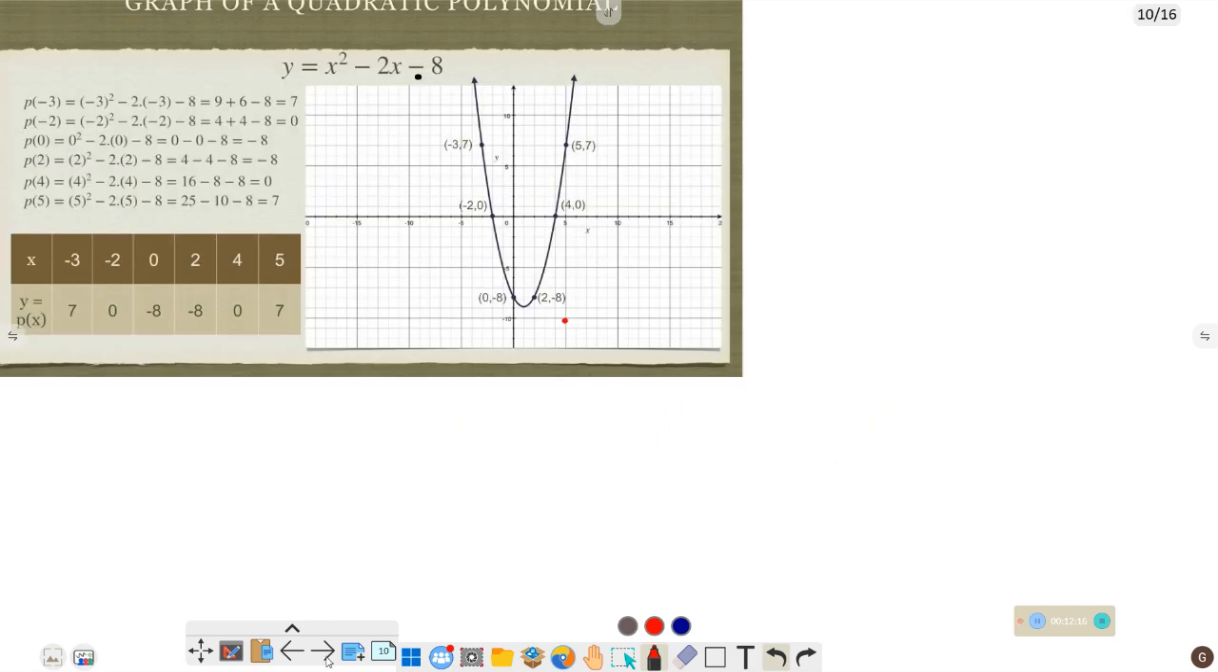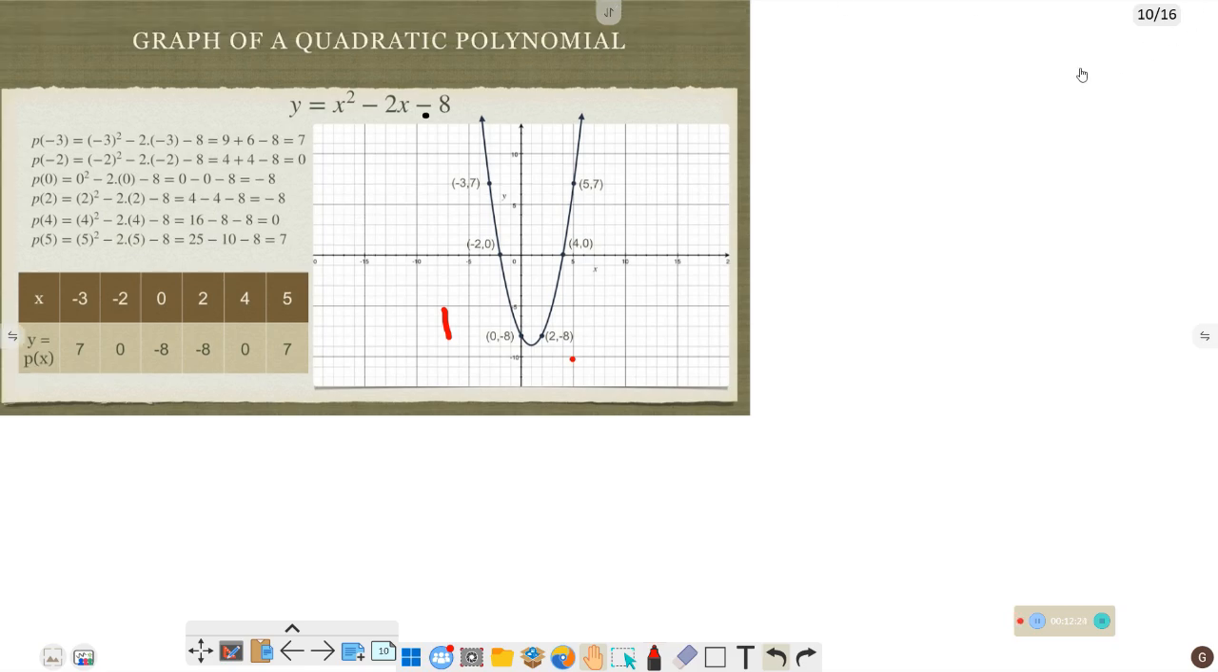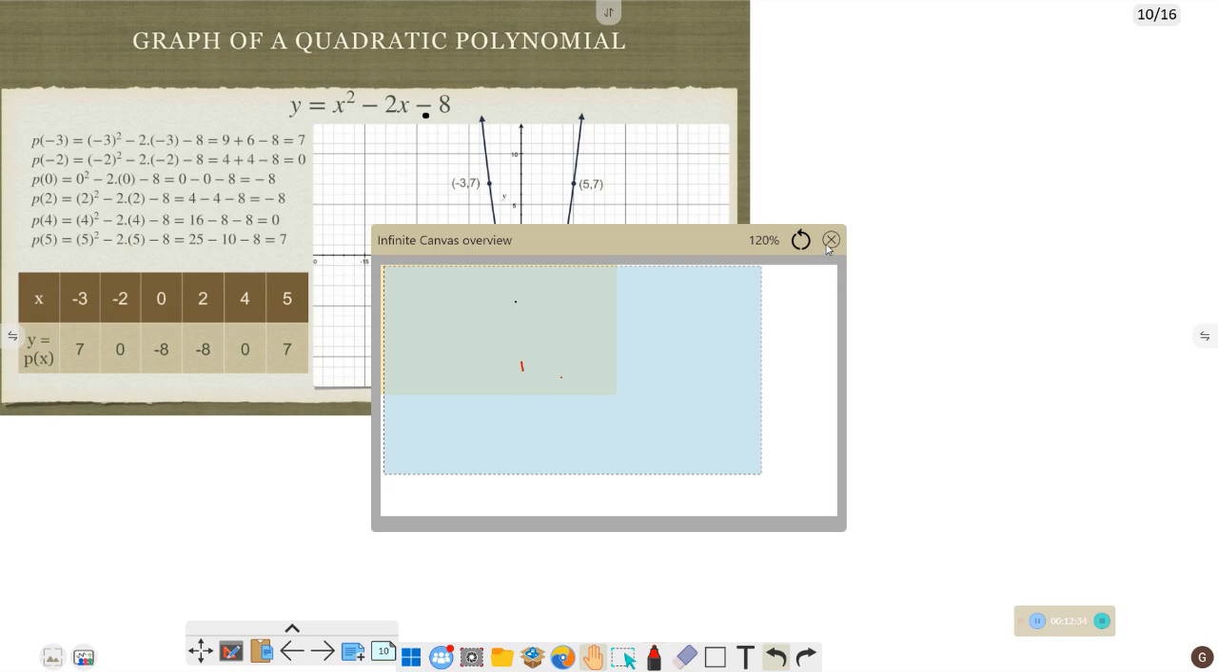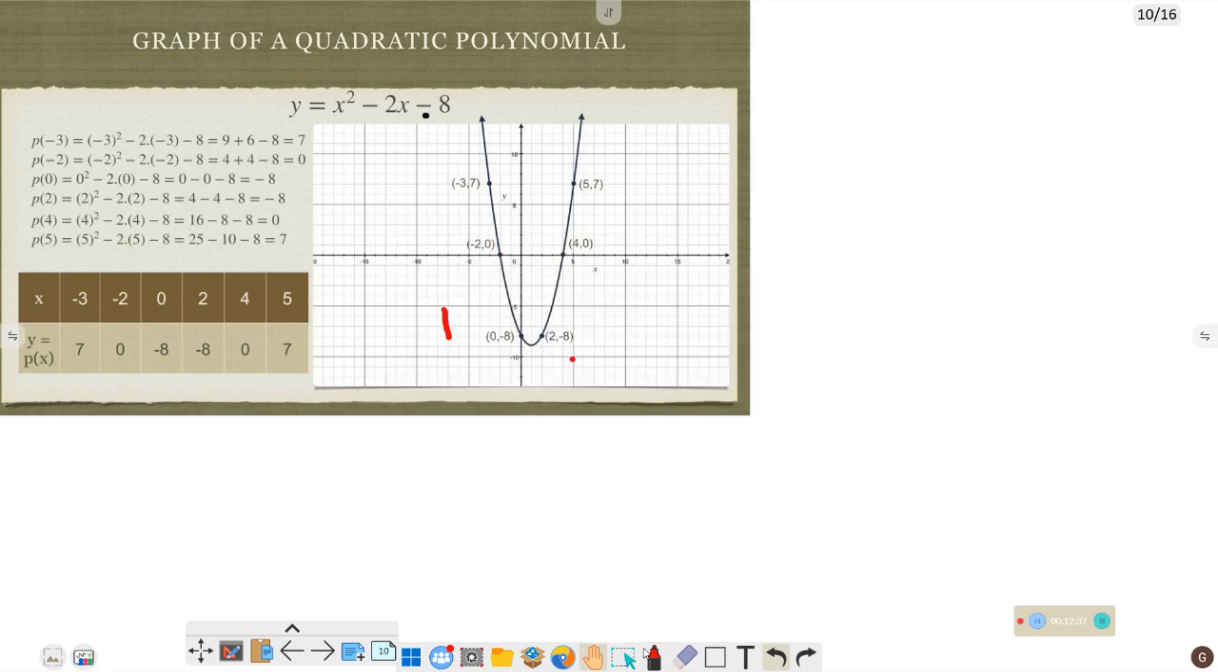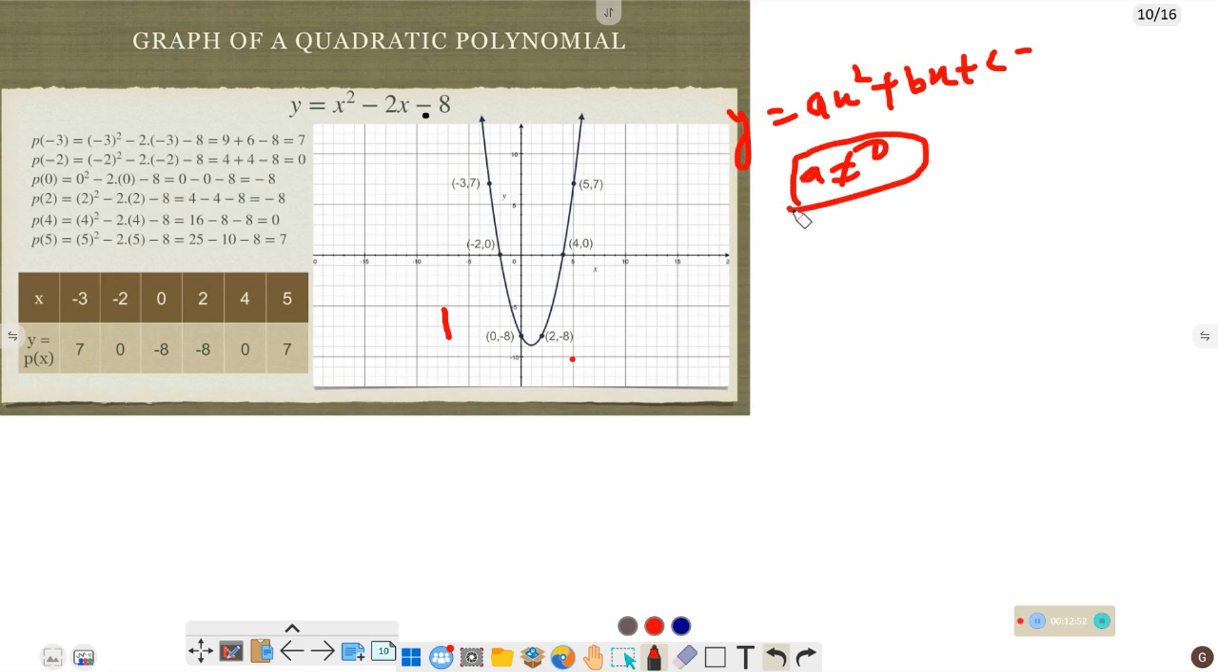Now we move to another slide, and in this slide we discuss the graphic representation of a quadratic polynomial. Its standard form, or its expression, is ax square plus bx plus c, where a is not equal to 0.